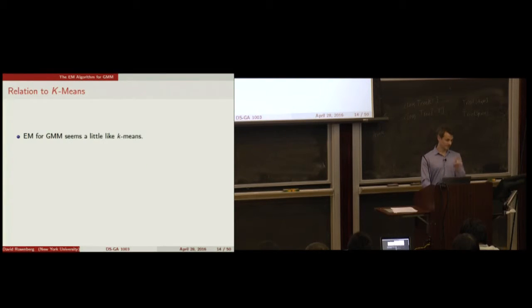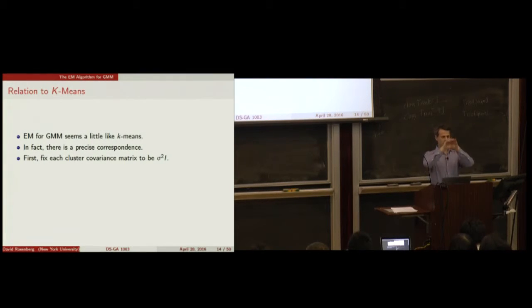All right. But so EM for Gaussian mixture model seems a little like k-means, seems like what you are suggesting, and there is a precise correspondence. So first of all, in Gaussian mixture models, we're allowed to have clusters that are shaped in ways that are not circular. So we can have clusters that look like this, for example. Okay, k-means would never give clustering like this.